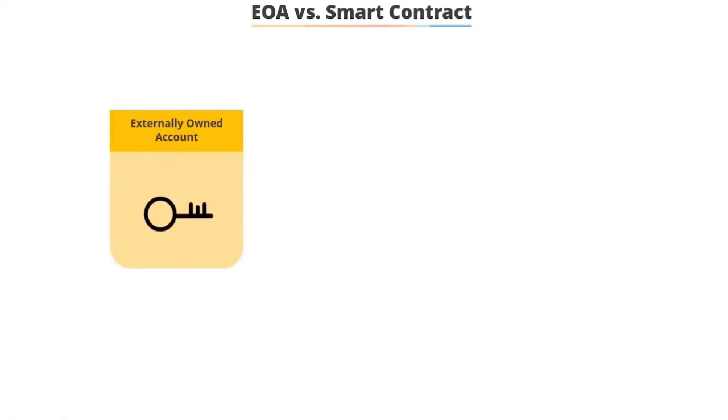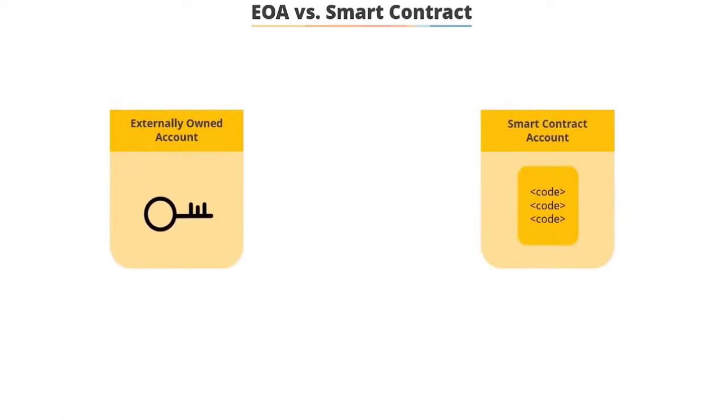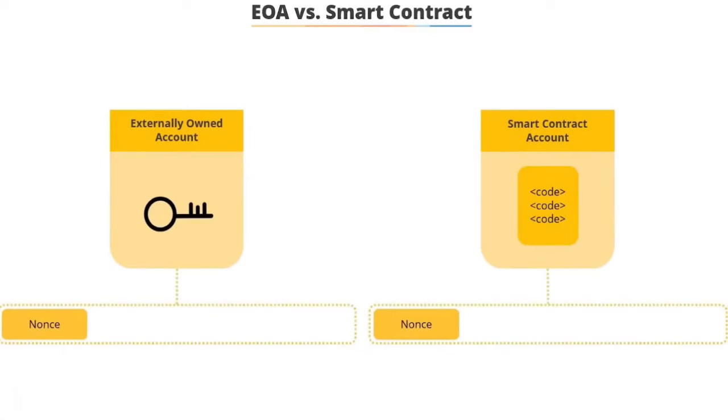EOA versus smart contract. In this slide, we will understand the difference between an EOA and a smart contract based on 4 critical properties. Nonce. In an externally owned account, nonce represents the number of transactions sent from the account's address. However, in a contract account, the nonce is the number of contracts created by the account. The next property is balance. This number shows the amount of WEI owned by the address, whether the EOA or the contract account. Each ether is divided into 1E+18 WEI.